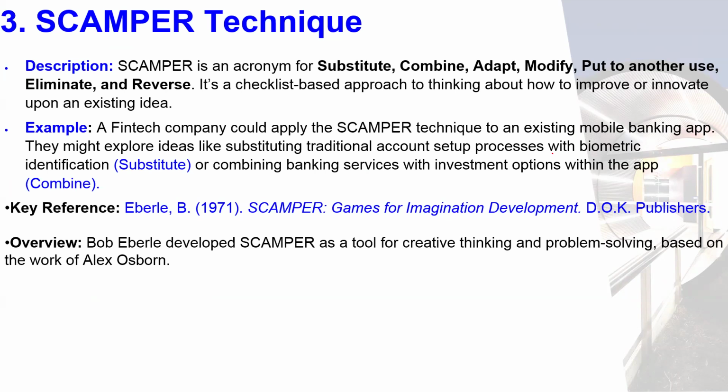Now, for example, a fintech company could apply the SCAMPER technique to an existing mobile banking app. They might explore ideas like substituting the traditional account setup process, which we use now. We use biometric identification now. We can substitute that, or combine banking services with investment options, which means you take the current account, the wallet, and you merge it and combine it with the savings, where you can have more view of your cold money, where you can invest it. More about this if you are going to read.